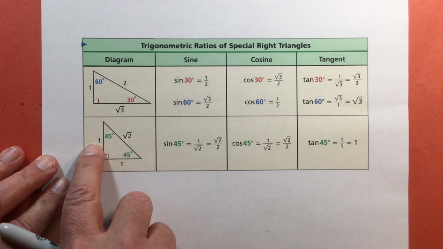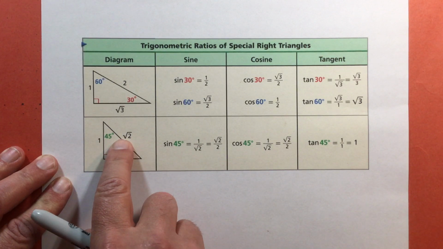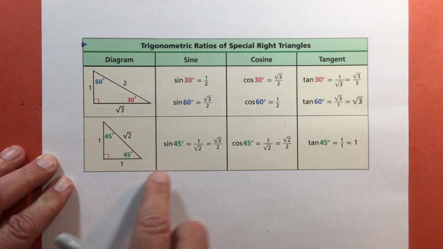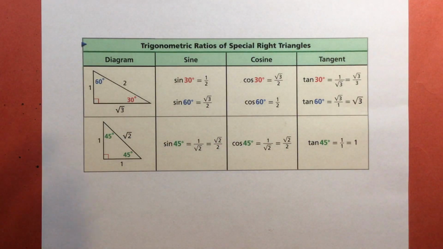If the leg was 95, this would be 95, this would be 95, and this would be 95 times square root of 2. But when I find my sine, cosine, and tangent, that scale factor 95 is going to simplify. It's going to reduce. It's going to factor out.